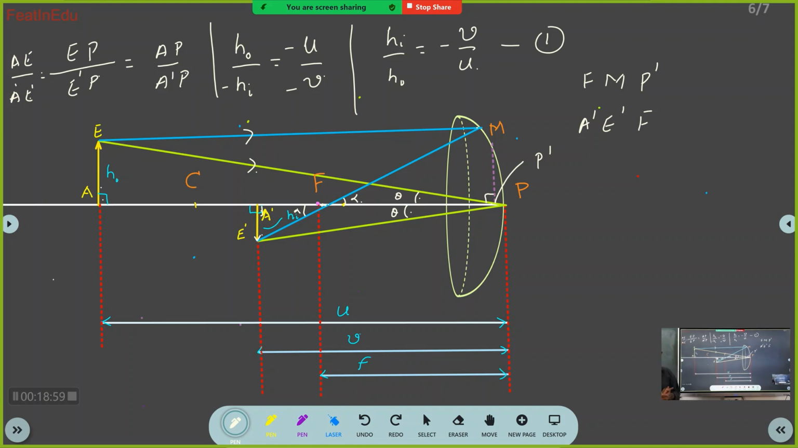Sir, why can't we take P instead of P dash? Why you can't take it? Then I can't say FMP will not be a triangle. For a triangle, it should be a straight line. I can't use the properties of a triangle. I can use the properties of a triangle if it is a triangle. So I have a diagram like this. A, B, C. Can I call it a triangle?